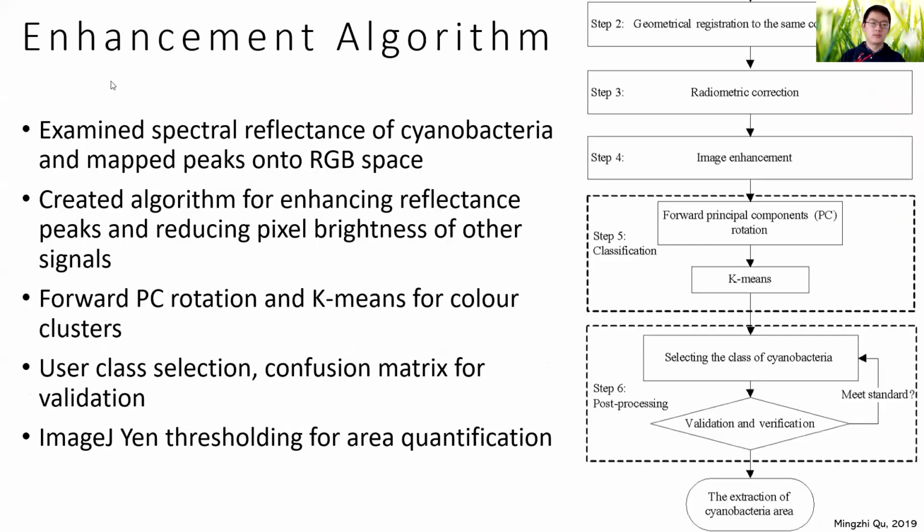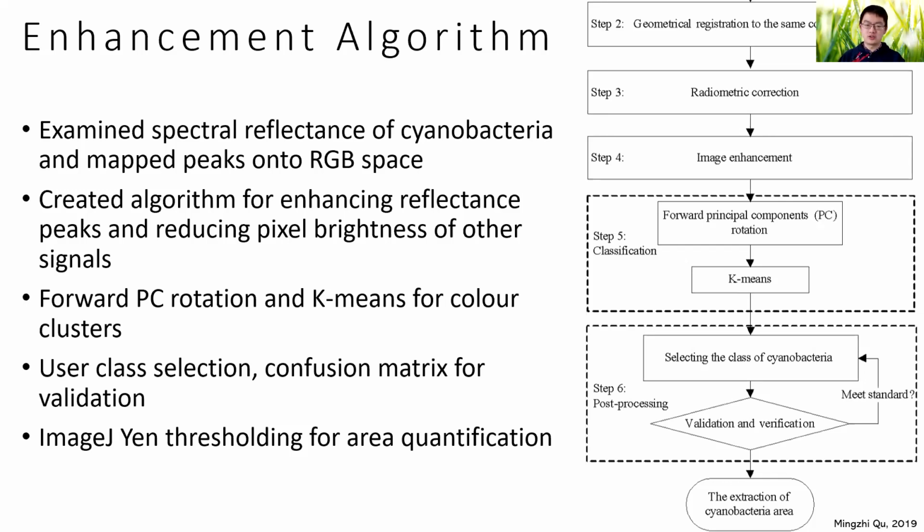So this was how we developed our enhancement algorithm. A previous PhD student in our lab examined the spectral reflectance peaks of cyanobacteria and mapped these peaks under RGB space and created an algorithm for enhancing reflectance peaks and reducing pixel brightness of other signals. So this algorithm uses forward principal components rotation and k-means clustering. The user selects what classes are what.